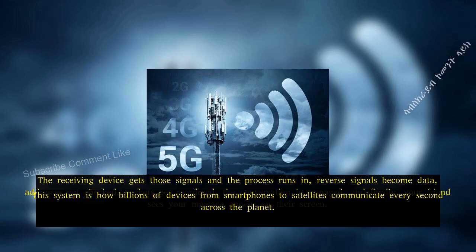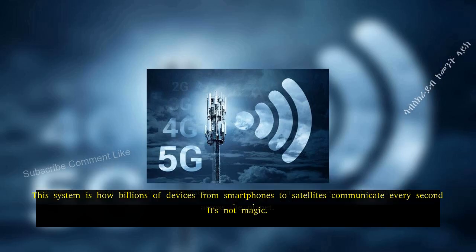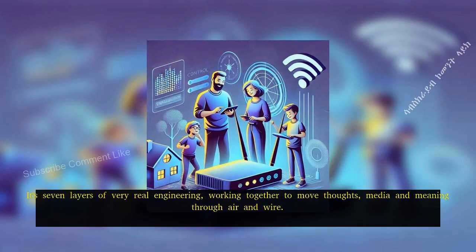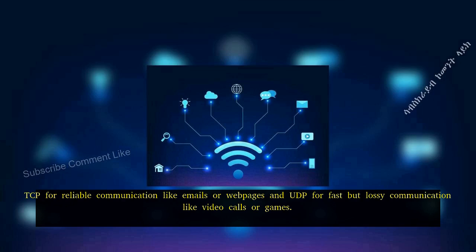This system is how billions of devices, from smartphones to satellites, communicate every second across the planet. It's not magic. It's 7 layers of very real engineering, working together to move thoughts, media, and meaning through air and wire.